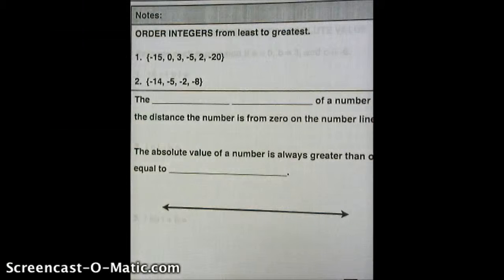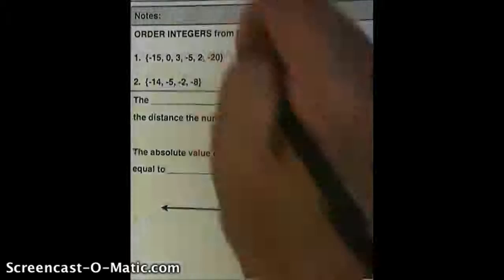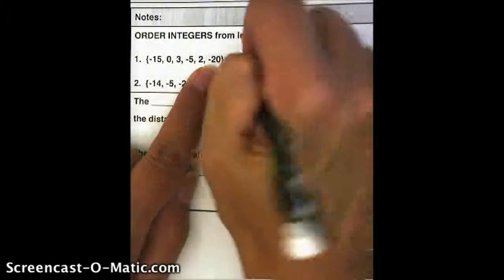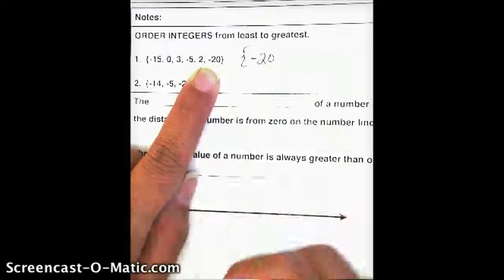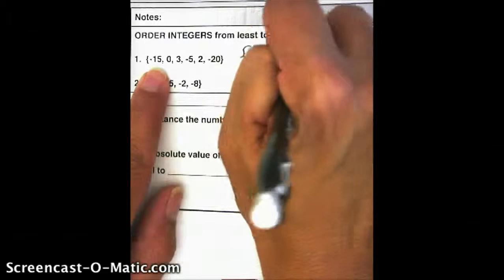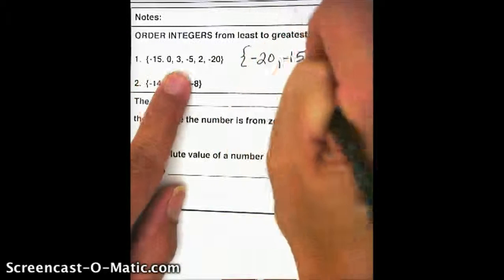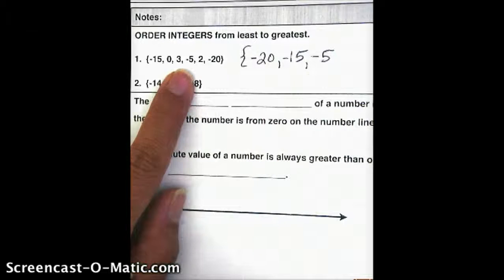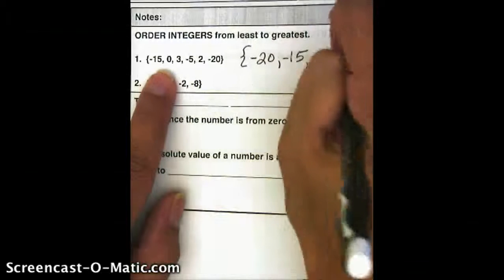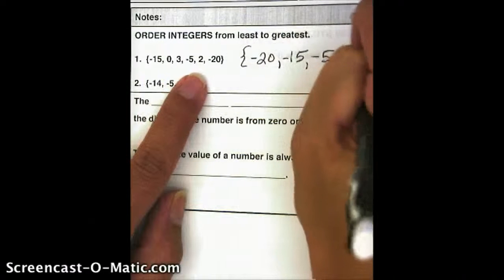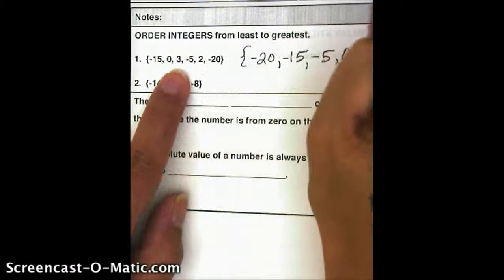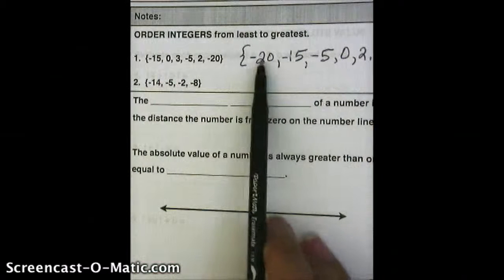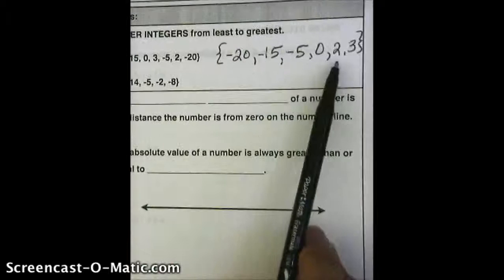So if I'm going to order these numbers, I'm going to look for the one that's going to be furthest to the left, and this -20 is going to be the furthest to the left. And then -15, and then -5, because I know all my negative numbers are going to be smaller than my positives, and then 0, 2, and 3. And that shows that the numbers are from least, -20, to greatest, +3.